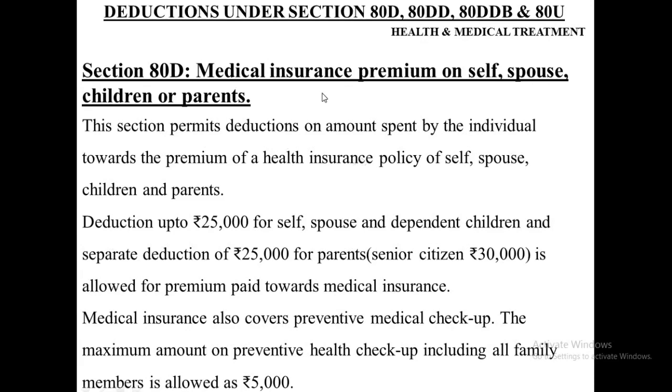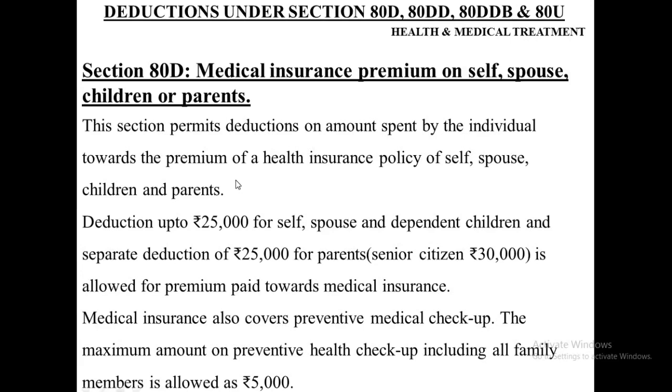First, 80D, medical insurance premium on self, spouse, children or parents. This section permits deductions on the amount spent by the individual towards the premium of a health insurance policy for self, spouse, children and parents. Any health insurance taken for the assessee himself, spouse, children or parents will be allowed as deduction under section 80D.